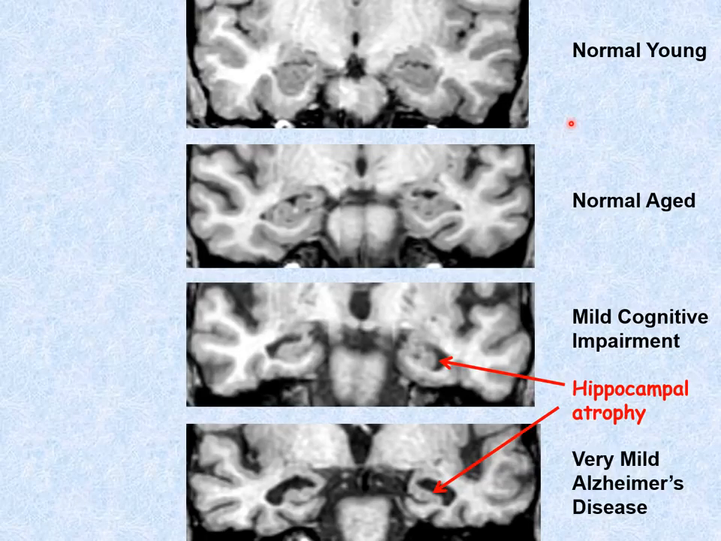MRI is useful for assessing atrophy, and here we see in a variety of different individuals, from a normal young, normal elderly person to somebody with mild cognitive impairment and somebody with mild Alzheimer's disease, that this tissue has shrunk. That's the hippocampus. There's a smaller and smaller hippocampus as you first appear with mild cognitive impairment and even smaller with Alzheimer's disease.